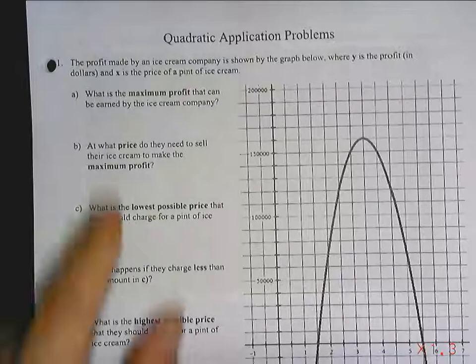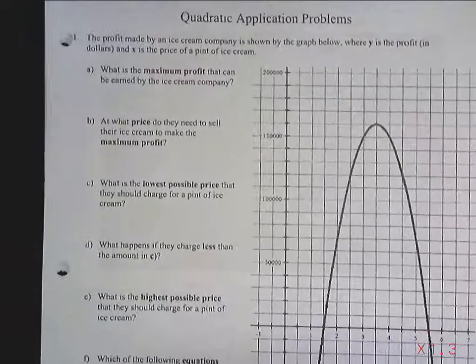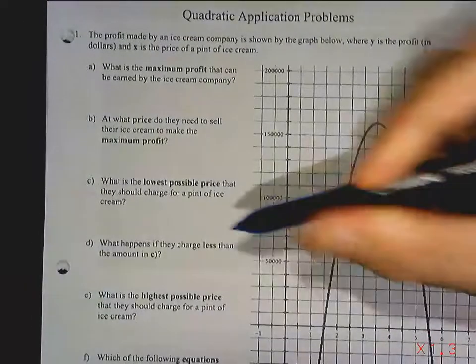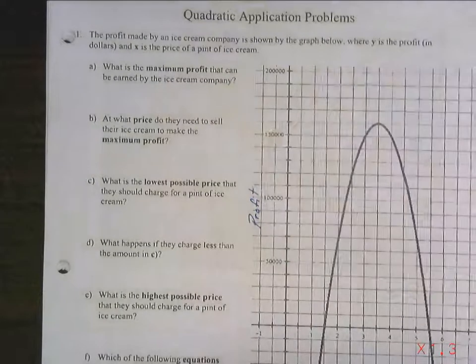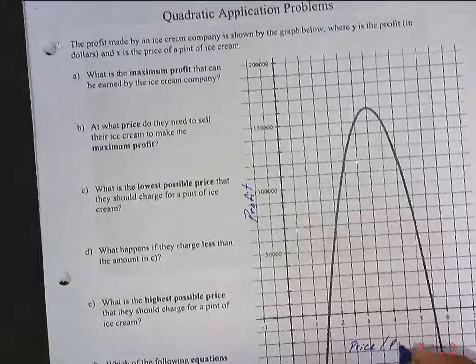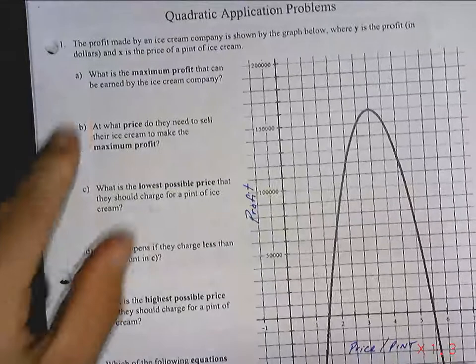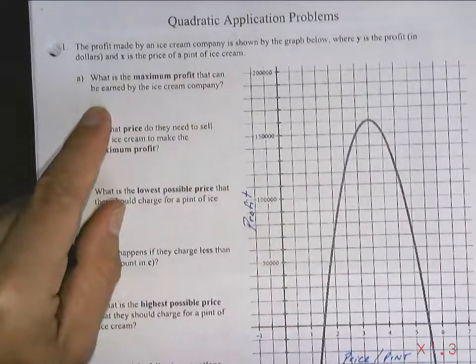So we're looking at the profit made by an ice cream company, shown by the graph below, where y is going to be the profit in dollars and x is going to be the price of a pint of ice cream. So to keep ourselves understanding what's going on, we'll do profit, and we will do price per pint. Okay, so what is the maximum profit that can be earned by the ice cream company?